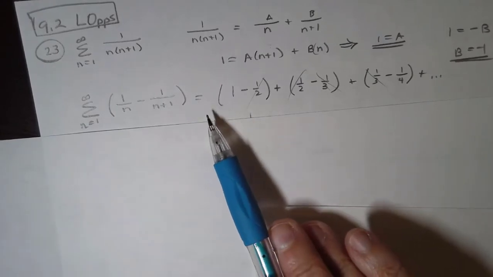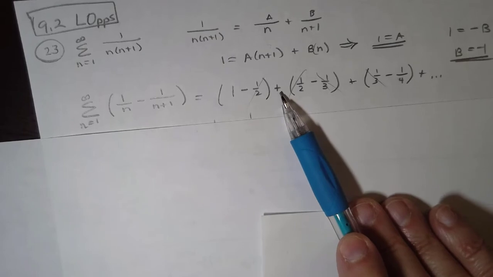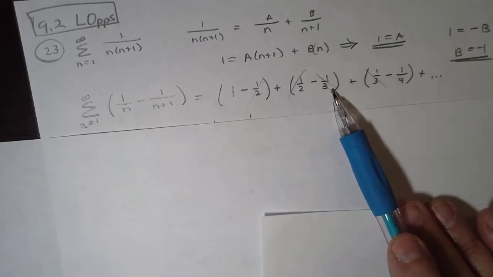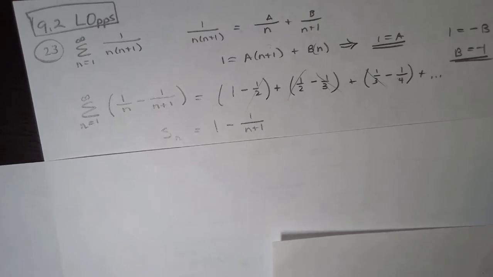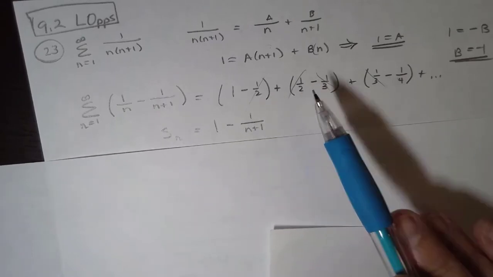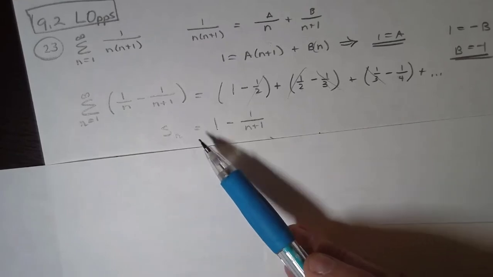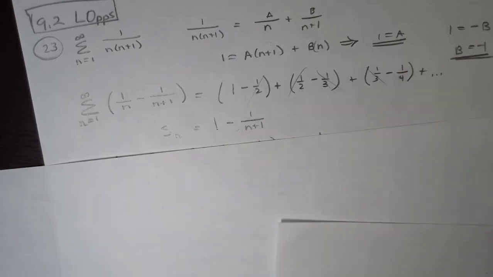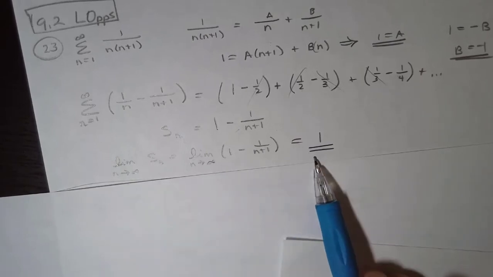And if we list out a few terms, when n is 1, I get 1 minus a half, plus when n is 2, I get 1/2 minus 1/3, plus when n is 3, and so forth. And I'm left with the 1/2s are going to drop out, the next 1/3s are going to drop out, and so forth. And I'm going to be left with 1 minus 1 over n plus 1. So my limit of my sum is 1.